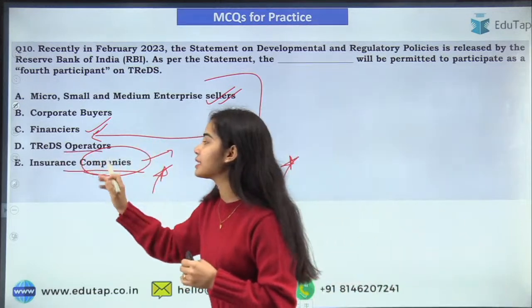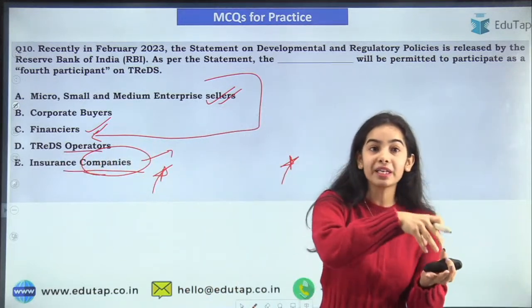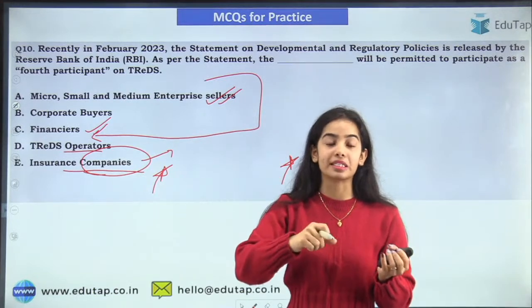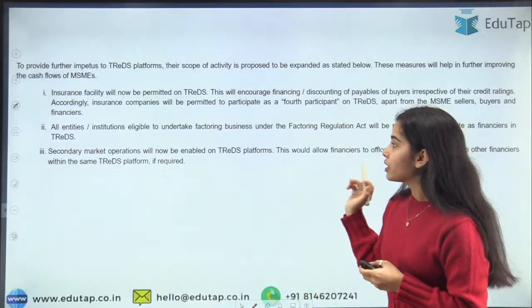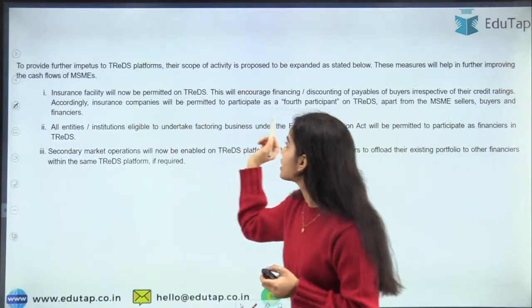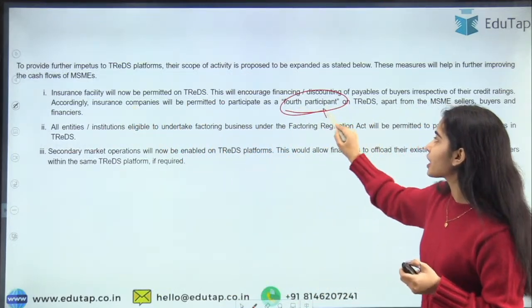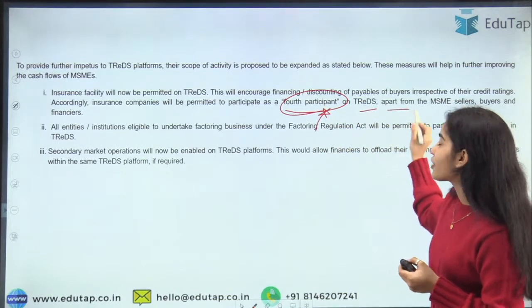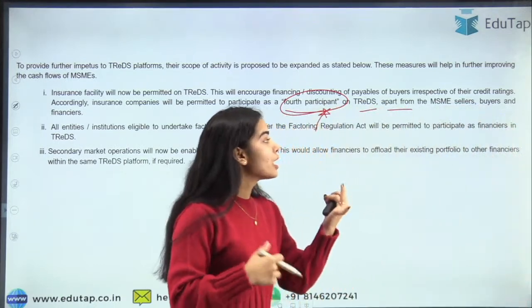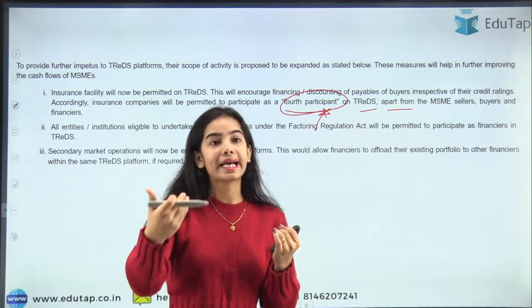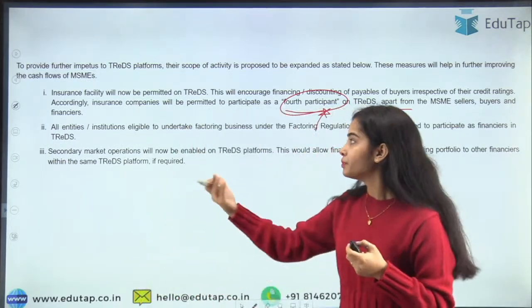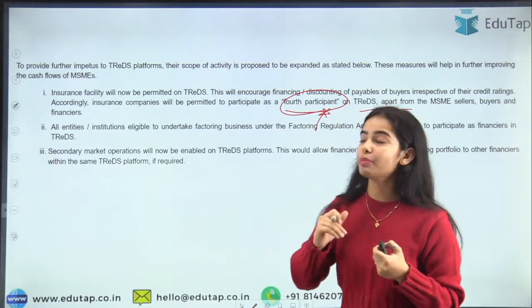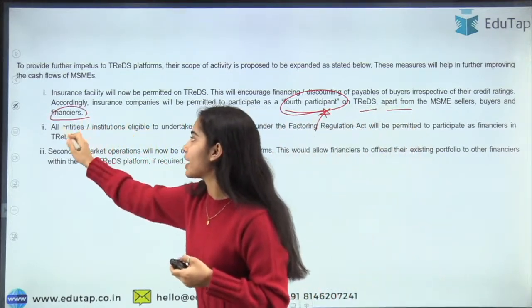The TReDS operators, they are operating, so they are not a participant in the TReDS, they are overseeing the TReDS. So you have to understand the difference, okay? So I hope here you can see that the insurance companies have become the fourth participant of TReDS, apart from the MSME sellers, apart from the buyers, that can be the corporate buyers, the government buyers or the government departments or the ministry. Okay, and the third participants are the financiers.